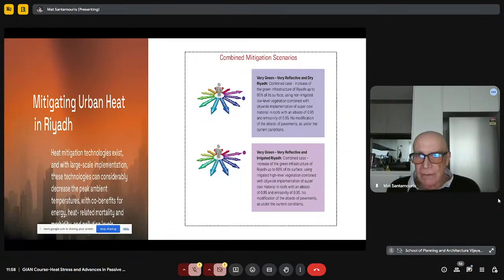Together with dry greenery, supercool materials and dry greenery, supercool materials with irrigated greenery. These are the mitigation scenarios that we have designed. And I explain to you why it is important for these mitigation scenarios to be designed based on a rationale, on the needs and the strategy that has to be followed at the city level.